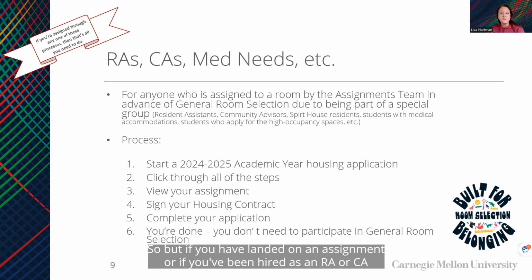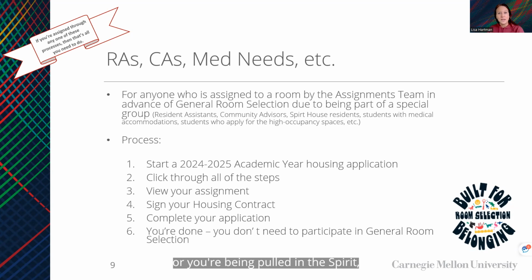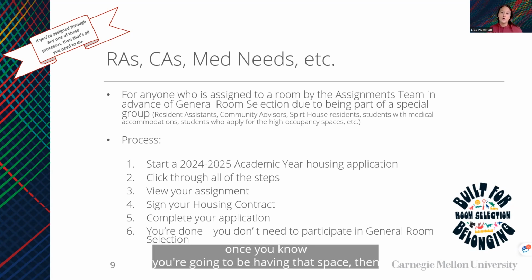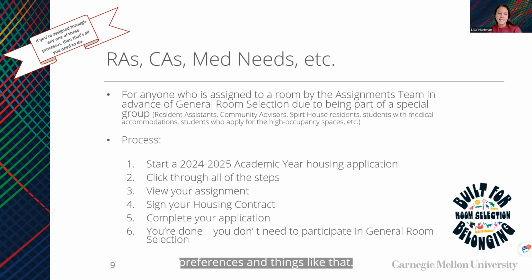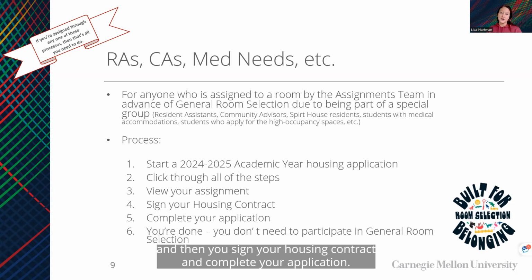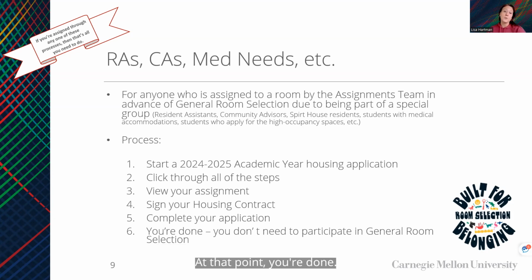But if you have landed on an assignment, or if you've been hired as an RA or CA, or you're being pulled into Spirit, once you know you're going to be having that space, then all you need to do is start your academic year application. Kind of click through the steps. There's a few pages about lifestyle preferences and things like that. You're going to view your assignment, make sure it's what you were expecting it to be. And then you sign your housing contract and complete your application. At that point, you're done.